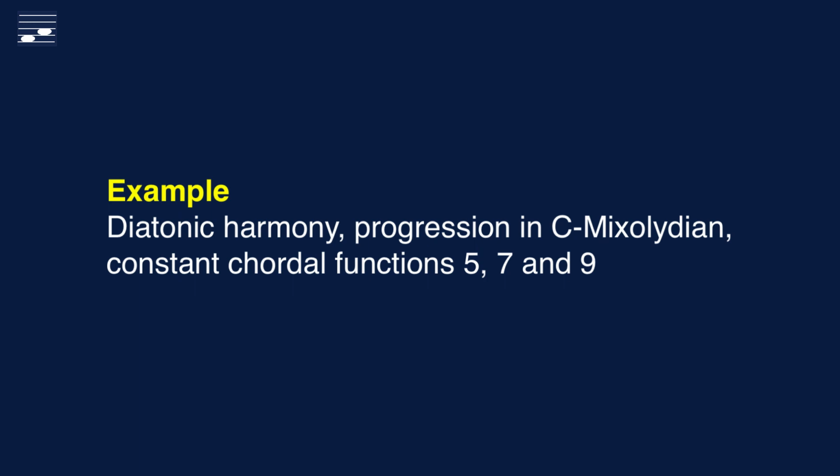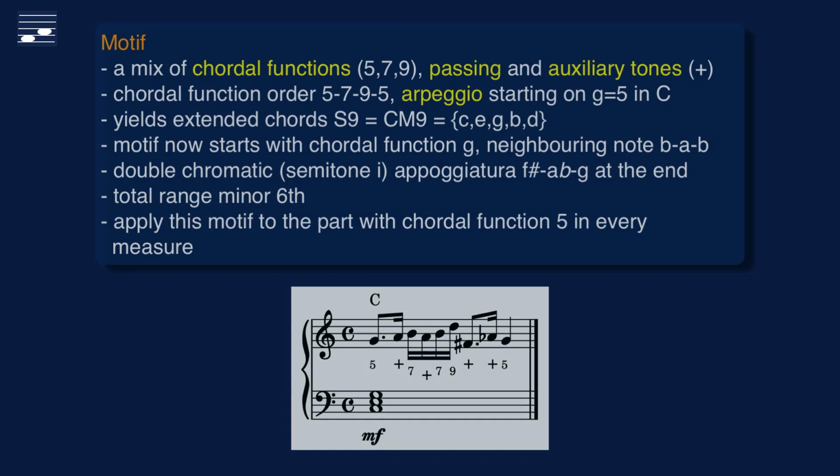For chords in the thirds, we may compose motifs with subsets from all chordal functions between the root 1 and 13. My final constant chordal function example involves the subset 5, 7 and 9 shown here. This time the motif starts with a chordal function, then a passing tone, a neighboring tone on the 7, pitches B, A, B, continues with the 9 and returns with 2 auxiliary tones to the initial chordal function. It's an arpeggio with a limited range.